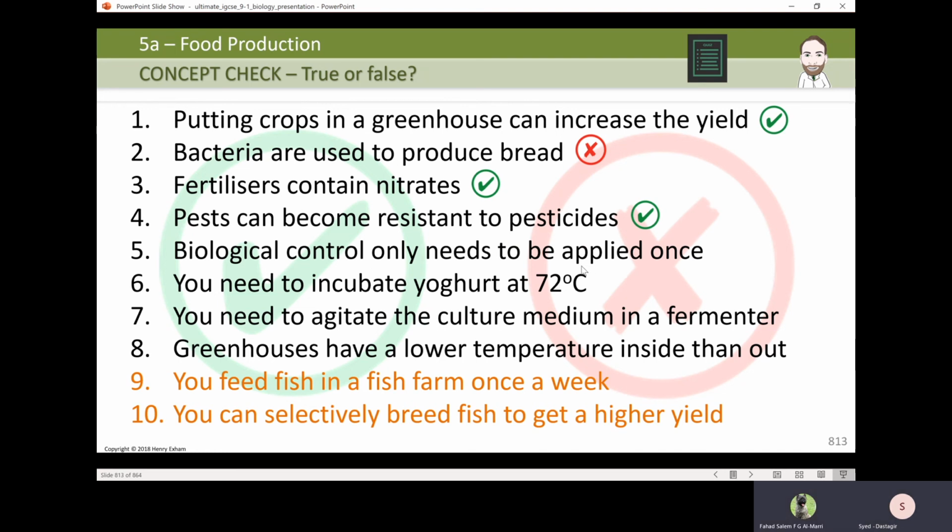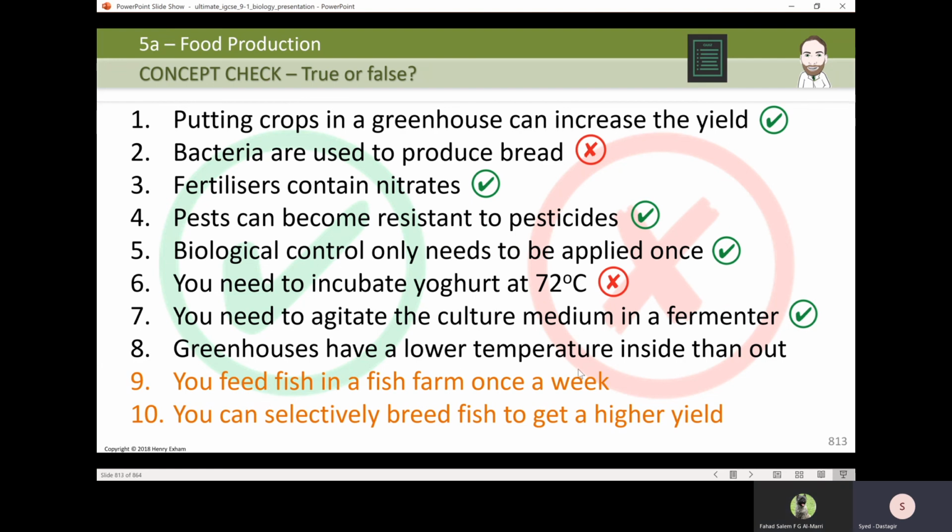Biological control only needs to be applied once. Yes, so biological control is introducing another organism to eat the pest. Yeah, that's true. You can incubate bacteria to grow them. What does incubate mean? Growing the bacteria. No, okay. Correct, because it will kill them. You need to agitate the culture medium in a fermenter. Yes, that means mixing.